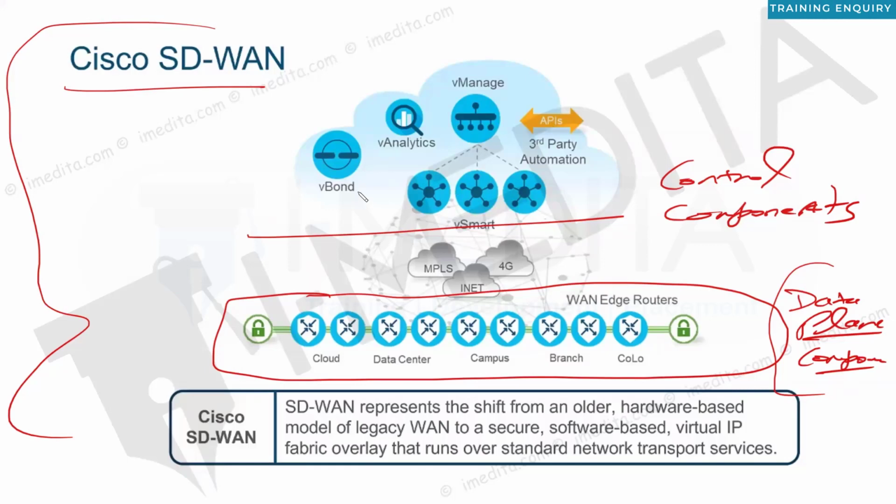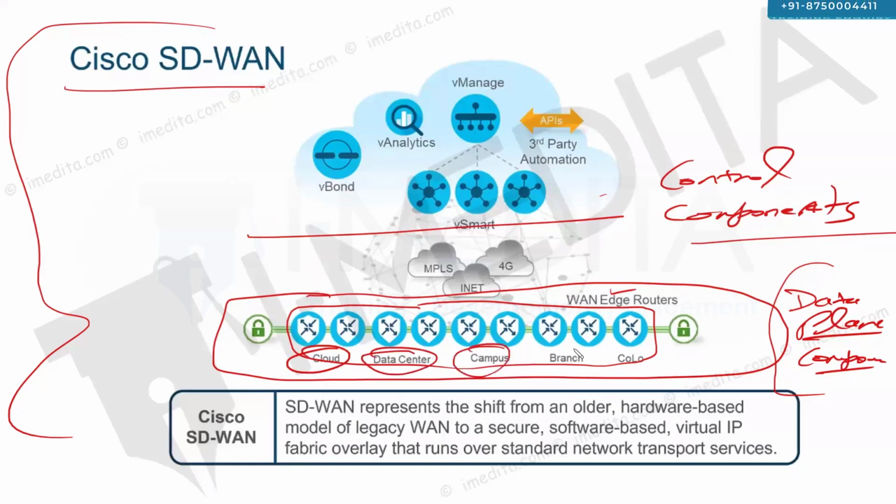Although I will cover them in more detail, for now just try to understand that all your components have been divided into two categories: the control components, and the data plane components, right? So all your routers, the WAN edge routers, these all are managed routers that you may have placed in the cloud, maybe in a data center, campus network, branch, or colo. Colo is nothing, it's just co-location. And even SOHO. That's where you will be placing all your routers. These all are the managed routers.